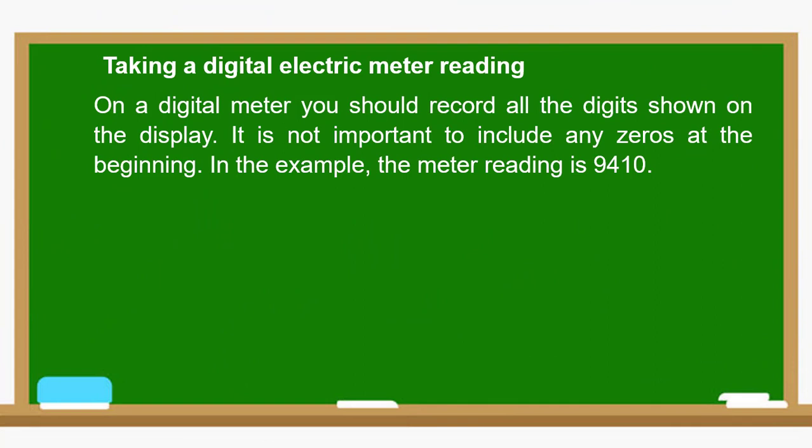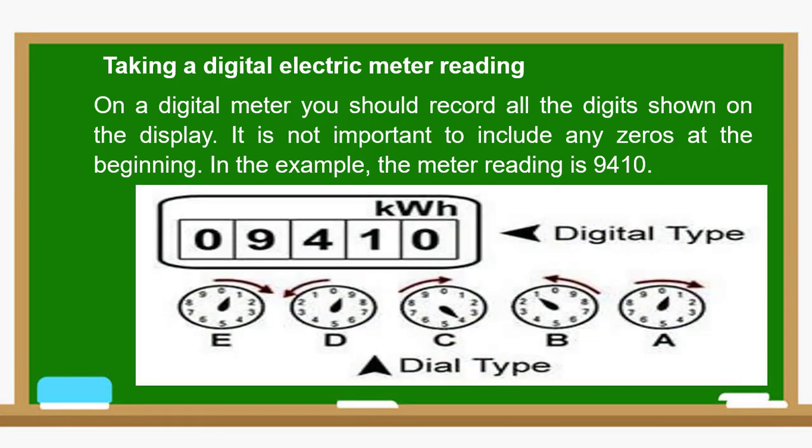Taking a digital electric meter reading. On a digital meter, you should record all the digits shown on the display. It is not important to include any zeros at the beginning. In the example, the meter reading is 9,410.